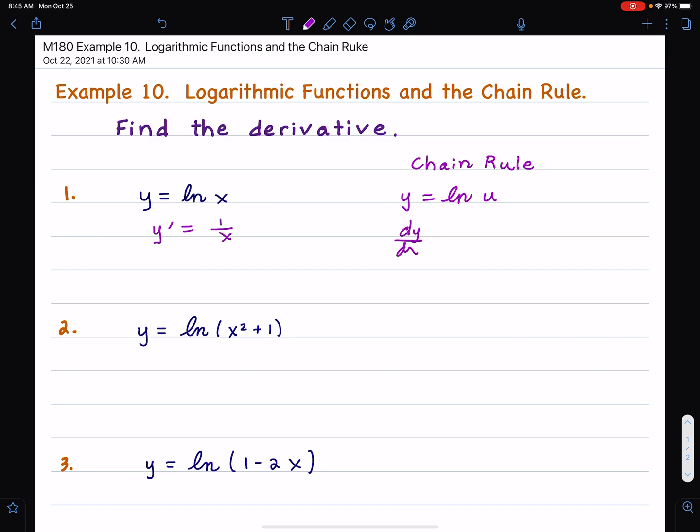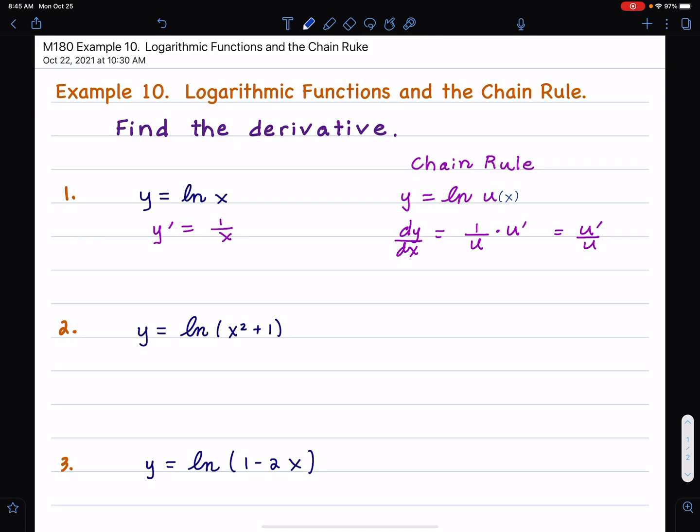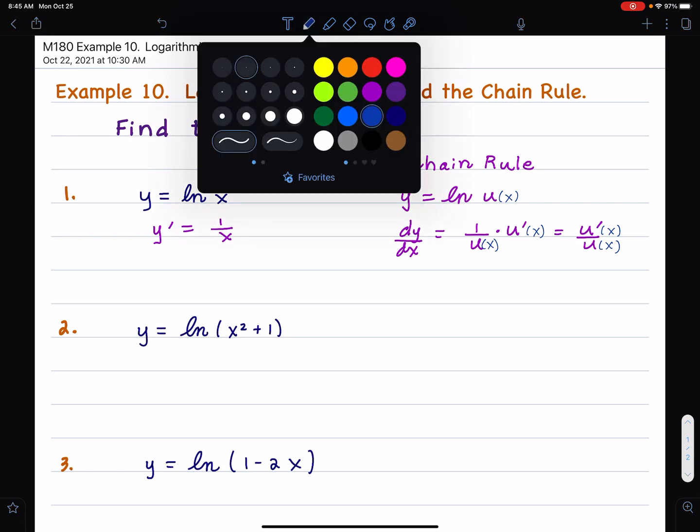is equal to 1 over u times u prime. This could also be written as u prime over u. We could possibly make this a little bit longer by writing this as ln u of x. So we get 1 over u of x, u prime of x, like that, if you feel like expressing it as u of x, meaning u is a function of x when I'm using this chain rule. Okay, but maybe I don't want to do that, just leave it the way I had it.